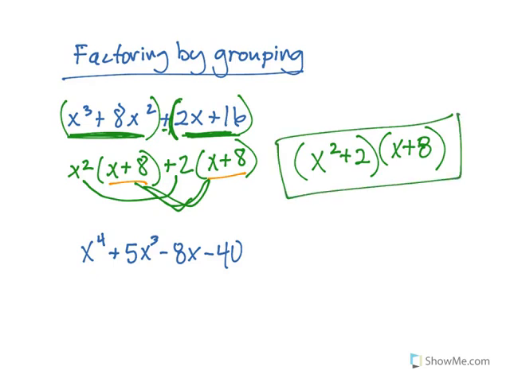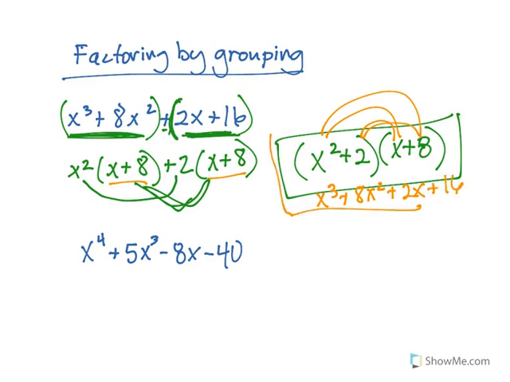If you were to multiply this out, if you were to FOIL, you would get first, outer, inner, last. You're going to get exactly what you start off with. See? So you factored correctly. Okay, so let's check the next one.